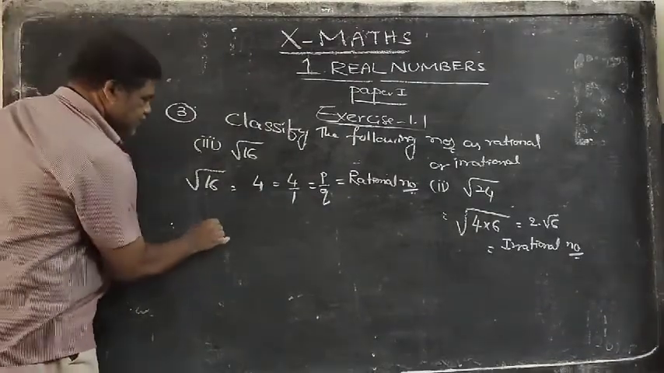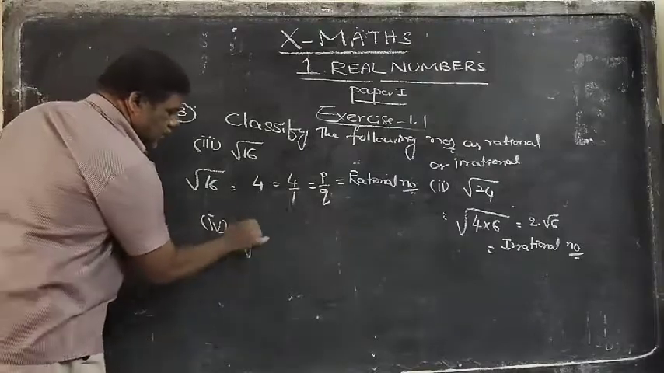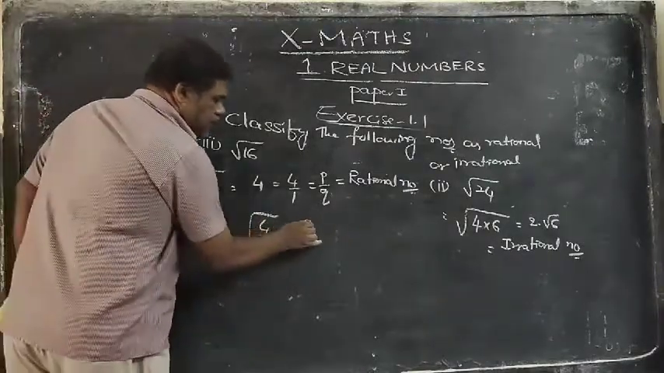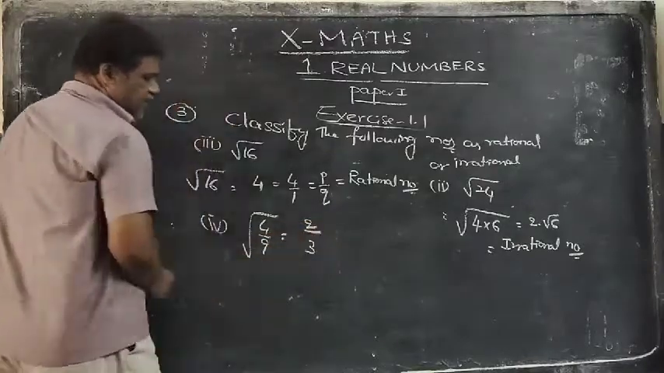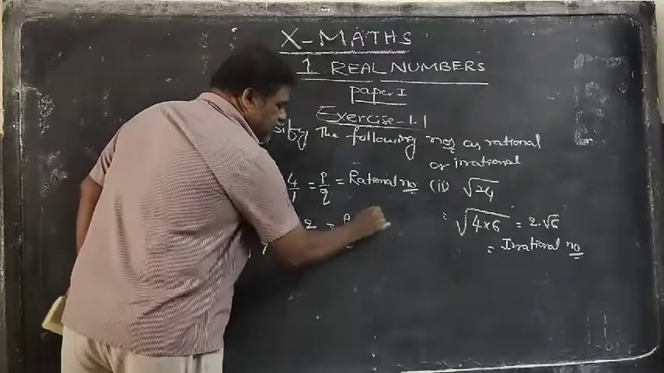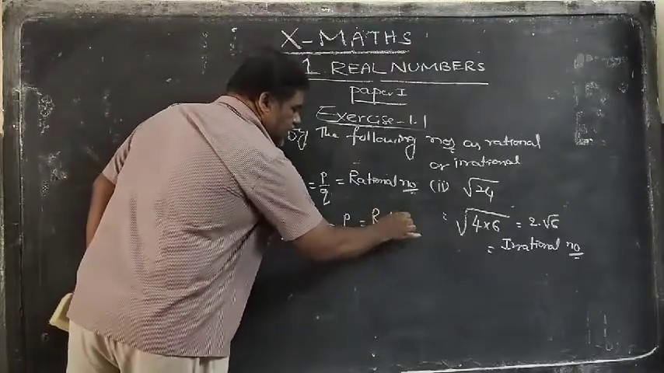Next, root of 4 by 9. Square root of 4 is 2, square root of 9 is 3. This is in P by Q form. If a number is in P by Q form, it is called a rational number.